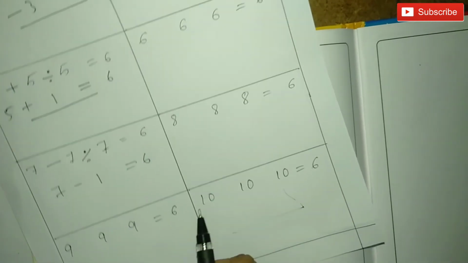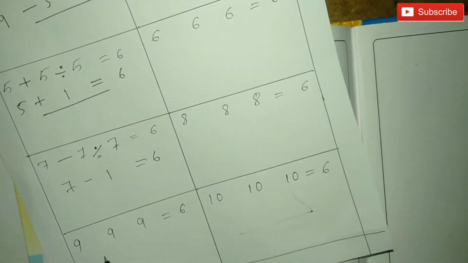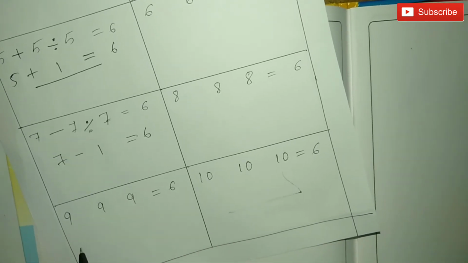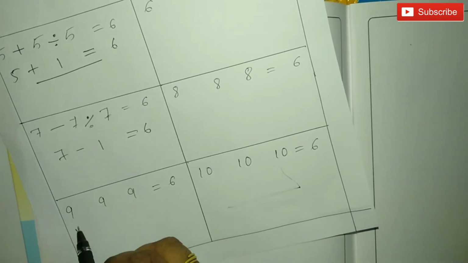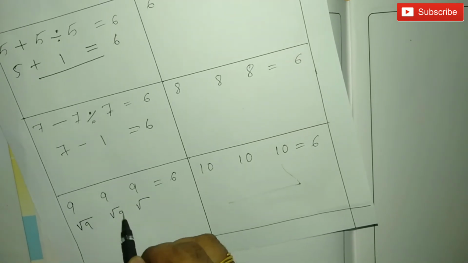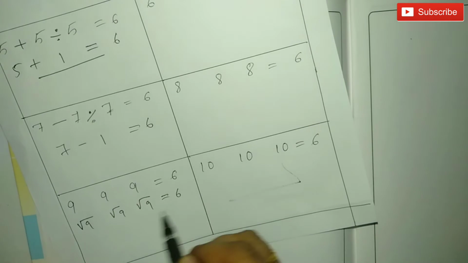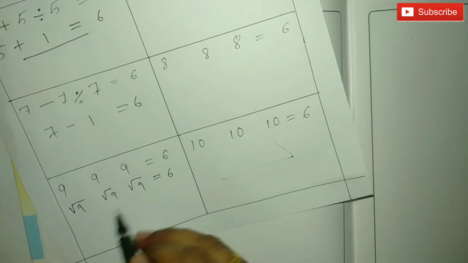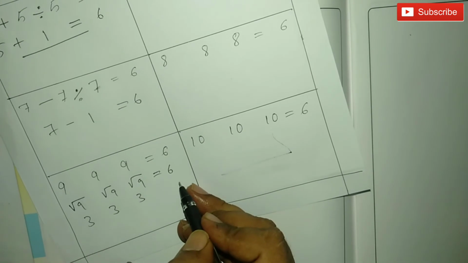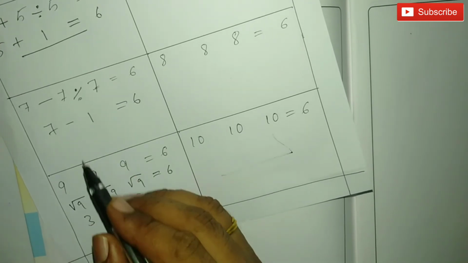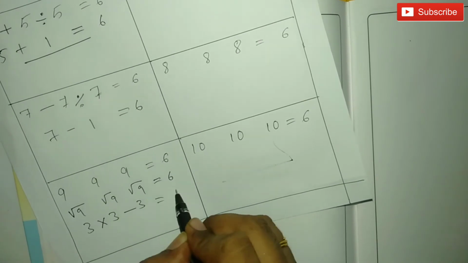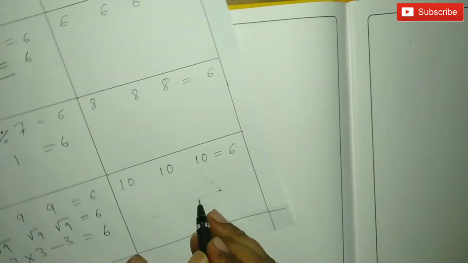Now coming on to the 9 one. For 9, we have to use a very good sign, that is root. We have to add root for all the three. 9 9 9 equals 6? No, it will not be equal to 6. Now we will be getting it as 3. What should we do for 3? As we have solved it before, we have to use multiplication and subtraction. Now it is 6. Yes, it is right.